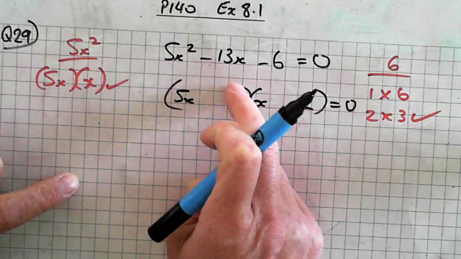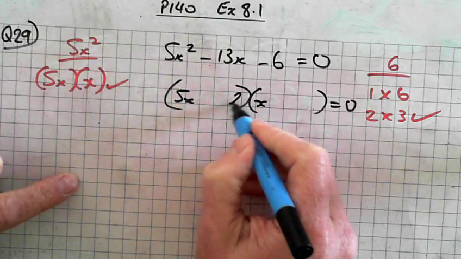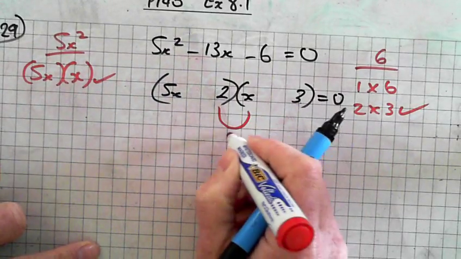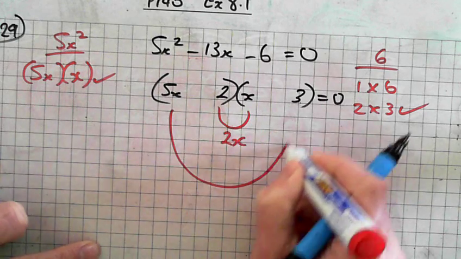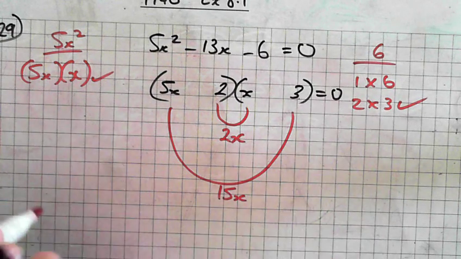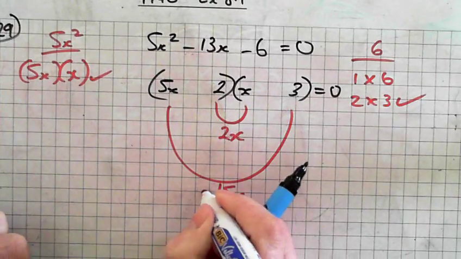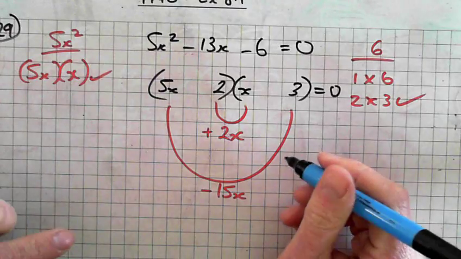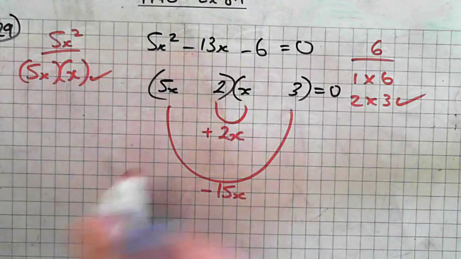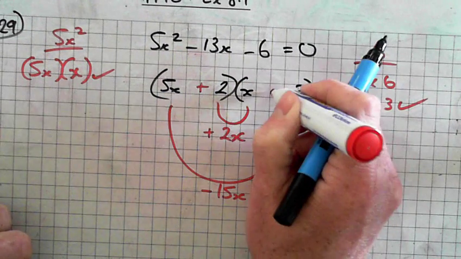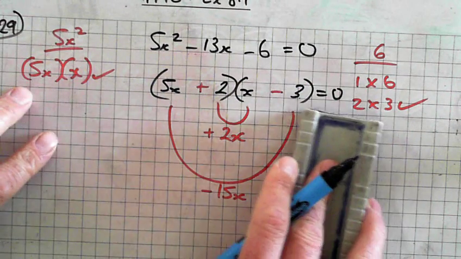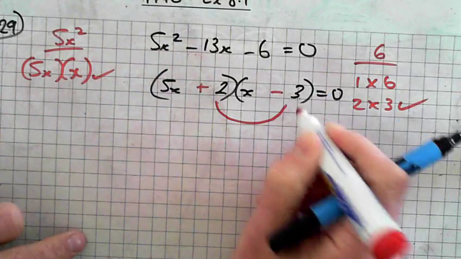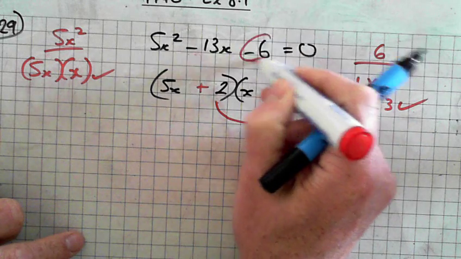We'll try and swap the 3 and the 2. Okay, now we do the test again. 2x times x is 2x. 5x times 3 is 15x. How do we get minus 13? Minus 15 plus 2. Top sign goes left, bottom sign goes right. Right, test number 1 complete. Test number 2: 2 times minus 3 is minus 6. That's correct.